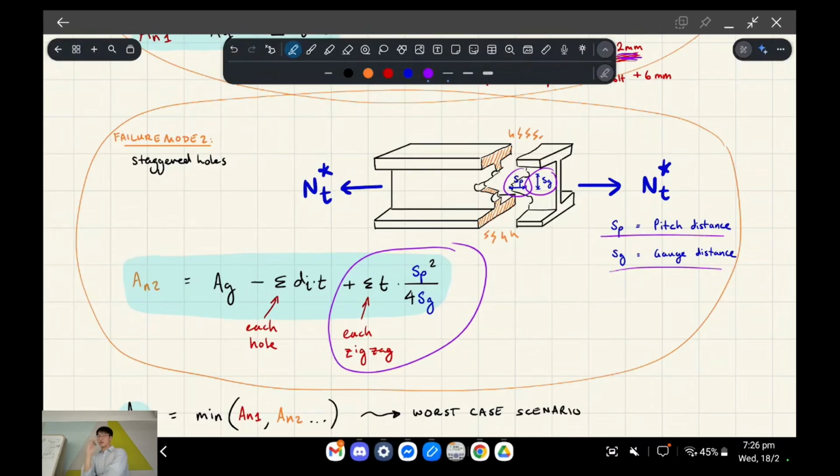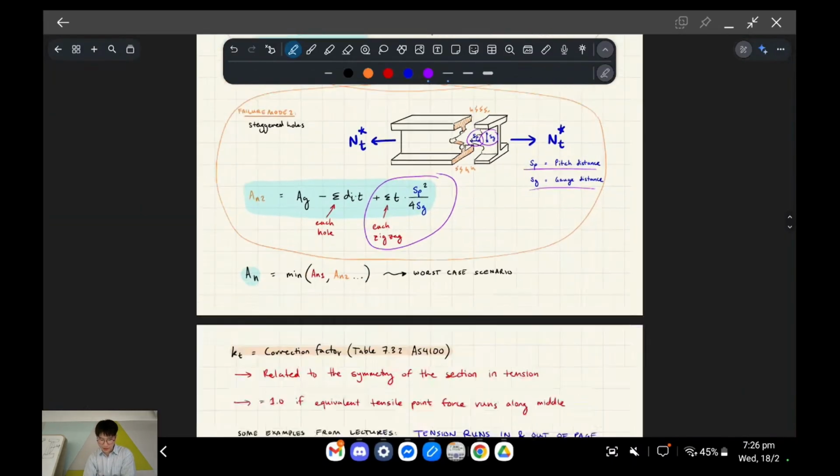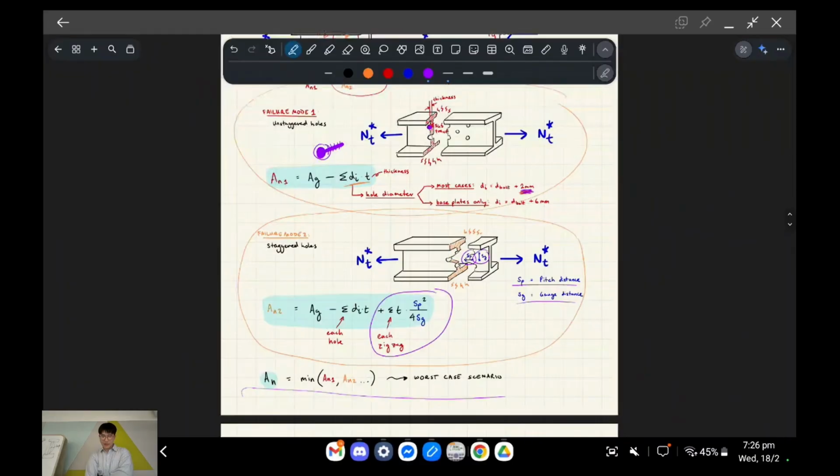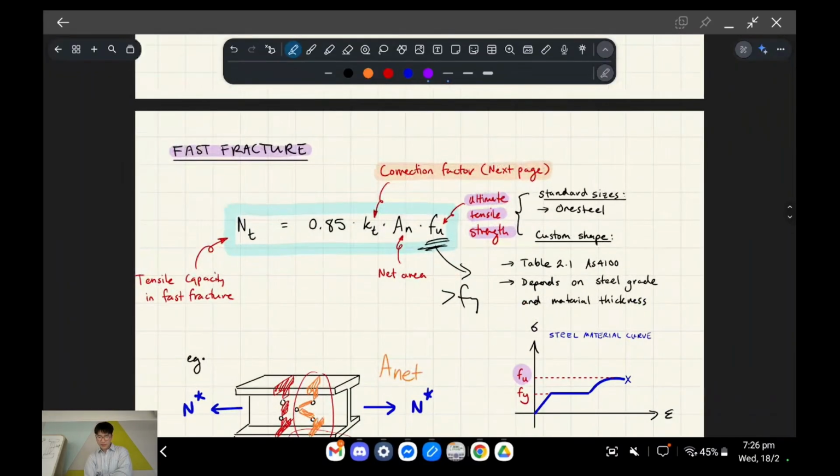Make sense? Cool. So that's tension. We figure out which bolt arrangement is going to give us the worst area, and then we compare it with, sorry, so that gives an AN. And then we use FU.